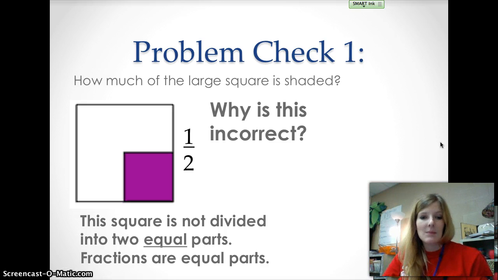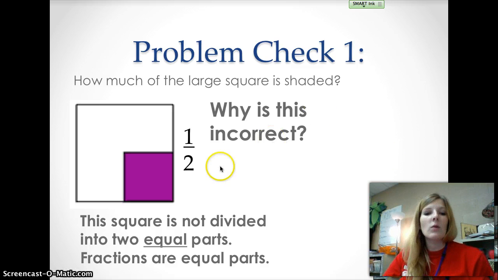Okay, it is incorrect because the square is not divided into two equal parts. Anytime we're dealing with fractions, our denominator has to be equal parts. This part of the square is much larger than this smaller piece here. Fractions are always equal. These are unequal, so that makes this answer incorrect. If I drew a line up here and erased this one and shaded all this in purple, then that would show that half was shaded in because these parts would be equal in size.